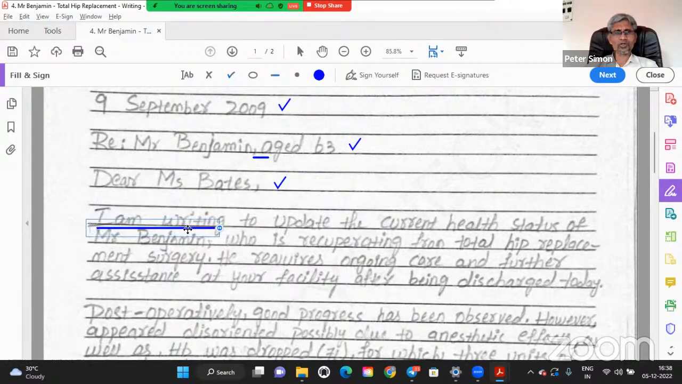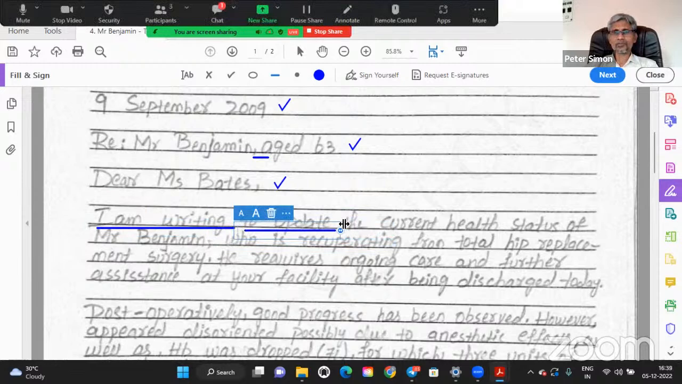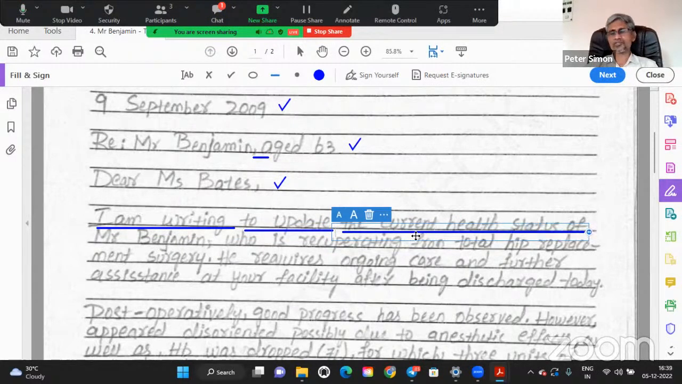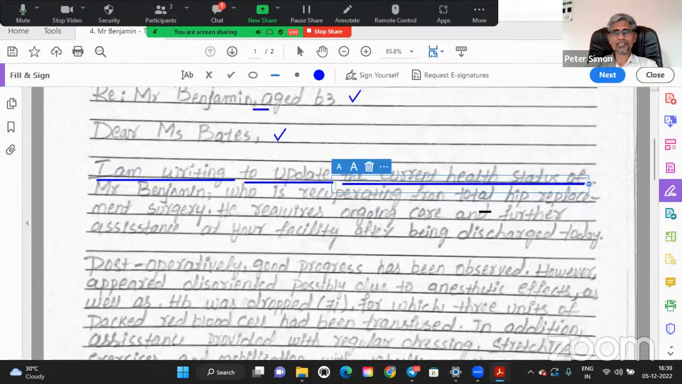Okay, it's correct only. No doubt regarding it. Sentence is correct. But quality is very low. I am writing to update. Yeah, you have to update. Just update. Why are you giving information that you are updating? Okay. So the current health status. Yeah. Because they already know old health status. You are writing, updating, that's it. That's not necessary. All these things. First line is redundant, is unnecessary.